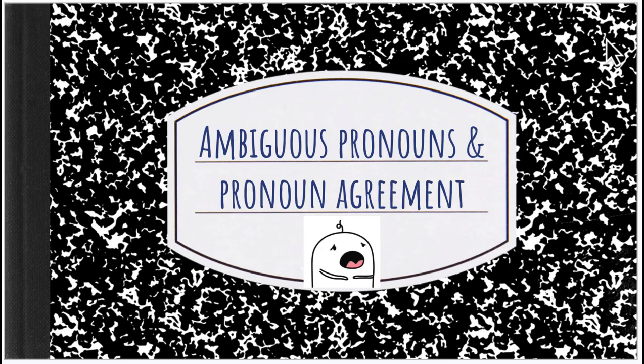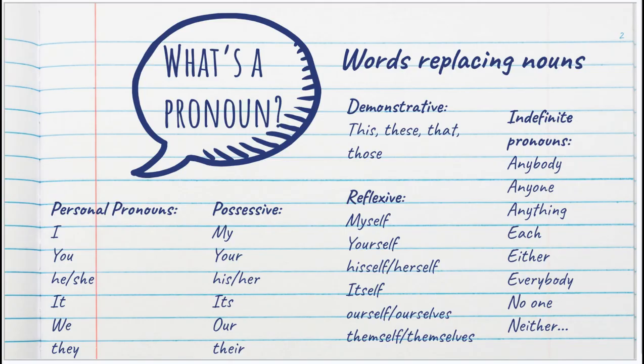In this video, I'm going to take you through common problems in pronoun usage, namely ambiguous pronouns and issues with pronoun agreement. So the first thing we need to ask ourselves is what is a pronoun? A pronoun is any word that is replacing a noun, usually a more specific noun. We have our personal pronouns here: I, you, he, she, it, we, they. And then the possessive pronouns, reflexive pronouns that go with those, in addition to a bunch of other pronouns that are words replacing our more specific nouns.